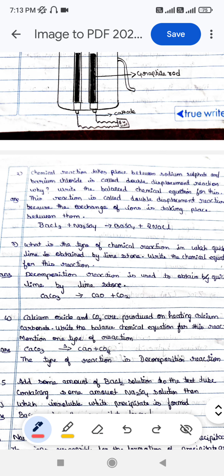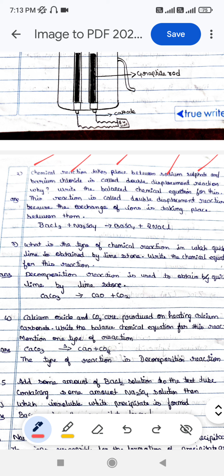question is here: the chemical reaction that takes place between sodium sulfate and barium chloride is called a double displacement reaction. Why? Write the balanced chemical equation for this reaction, right?